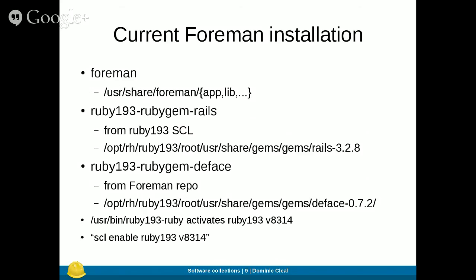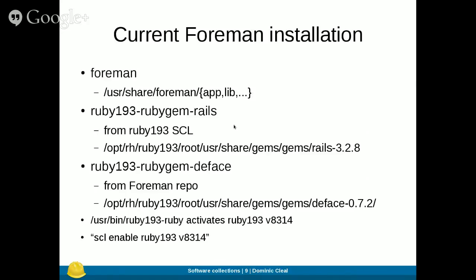In Foreman itself, we have a Foreman package, which is actually installed under the root directory. It's not part of a software collection, but it depends on the ruby193 collection. As you'll see today, if you yum install foreman, you get /usr/share/foreman and all the other files that are part of the source installation.